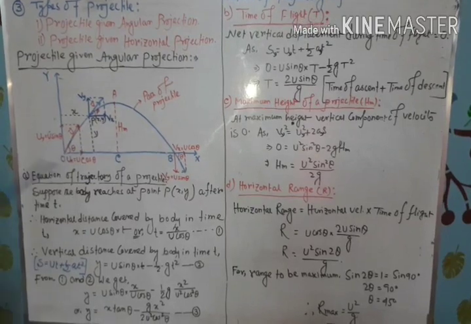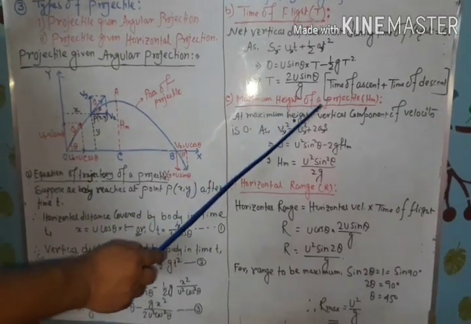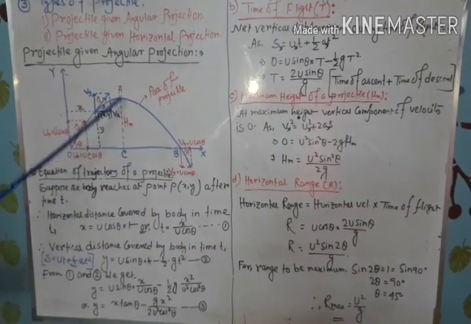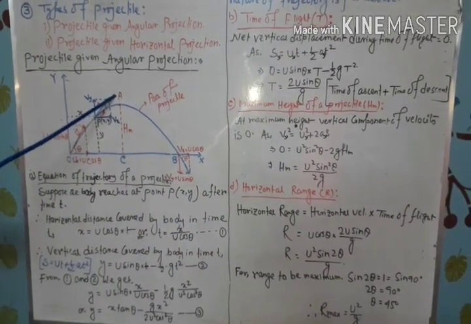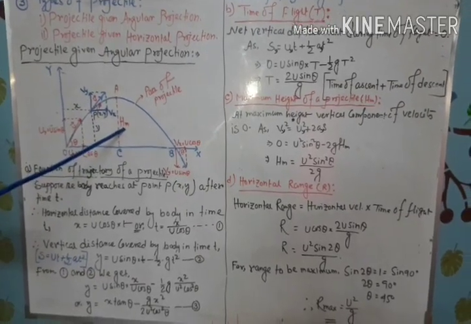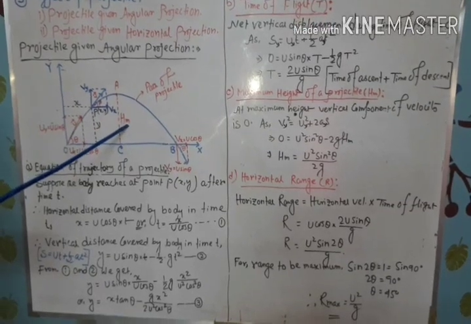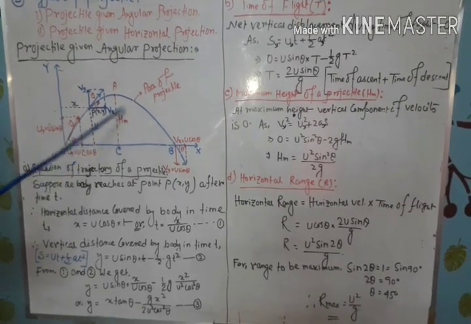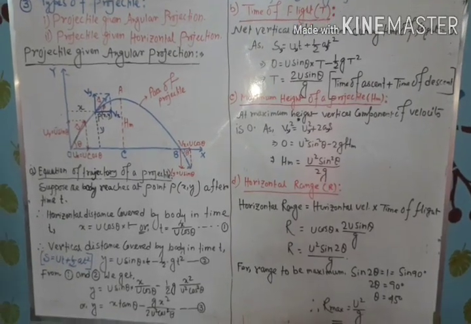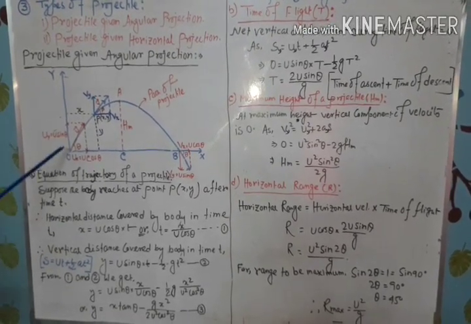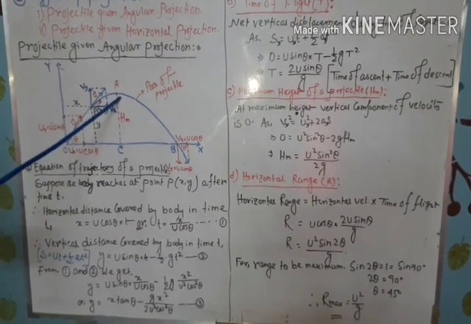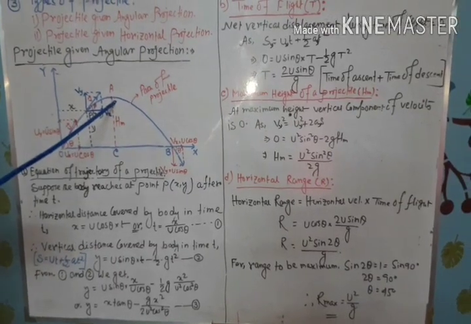Now, we have to know about the maximum height of a projectile. Now see the diagram. Here CA is the maximum height, which is given here by Hm. So we have to determine the value of Hm. Now for the maximum height, we have to take the motion of projectile from O to A, and at the point A, you remember the vertical component of the velocity is 0.